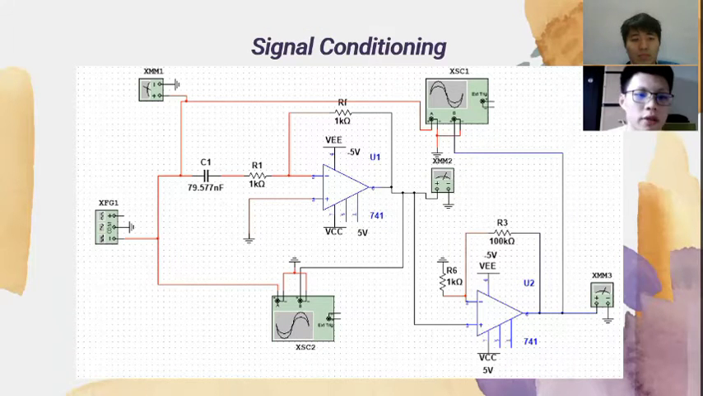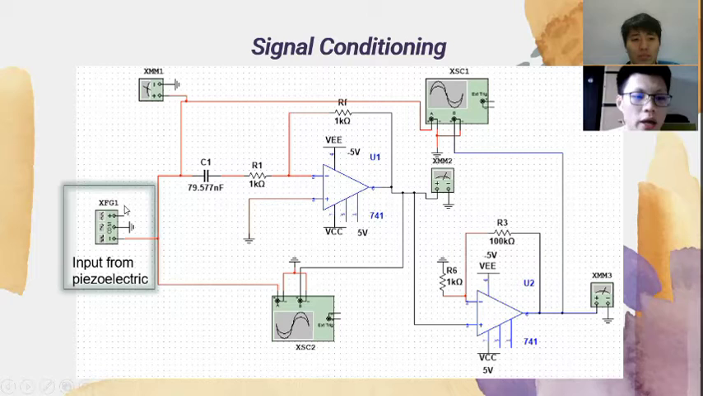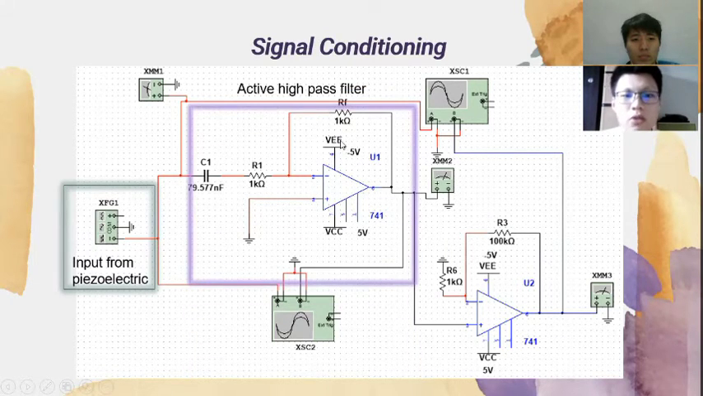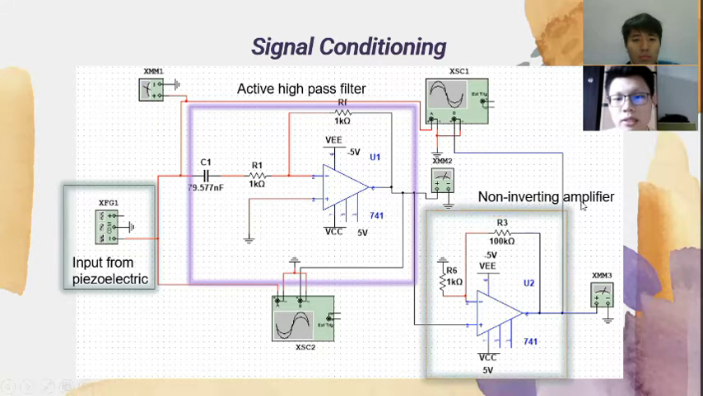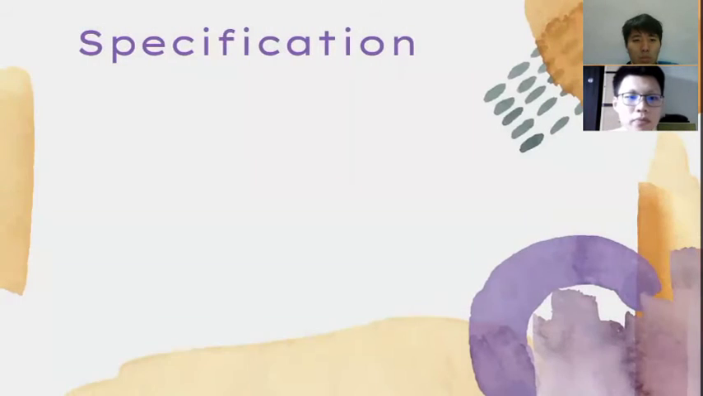In the signal conditioning, the first part is the function generator, which acts as the input of the piezoelectric sensor, and next is the filter. The filter we use is an active high pass filter, and its use is to remove the noise or low frequency. The last part is the amplifier. The amplifier we use in our assignment is a non-inverting amplifier, and it is used to magnify the output voltage from the filter for the display system.